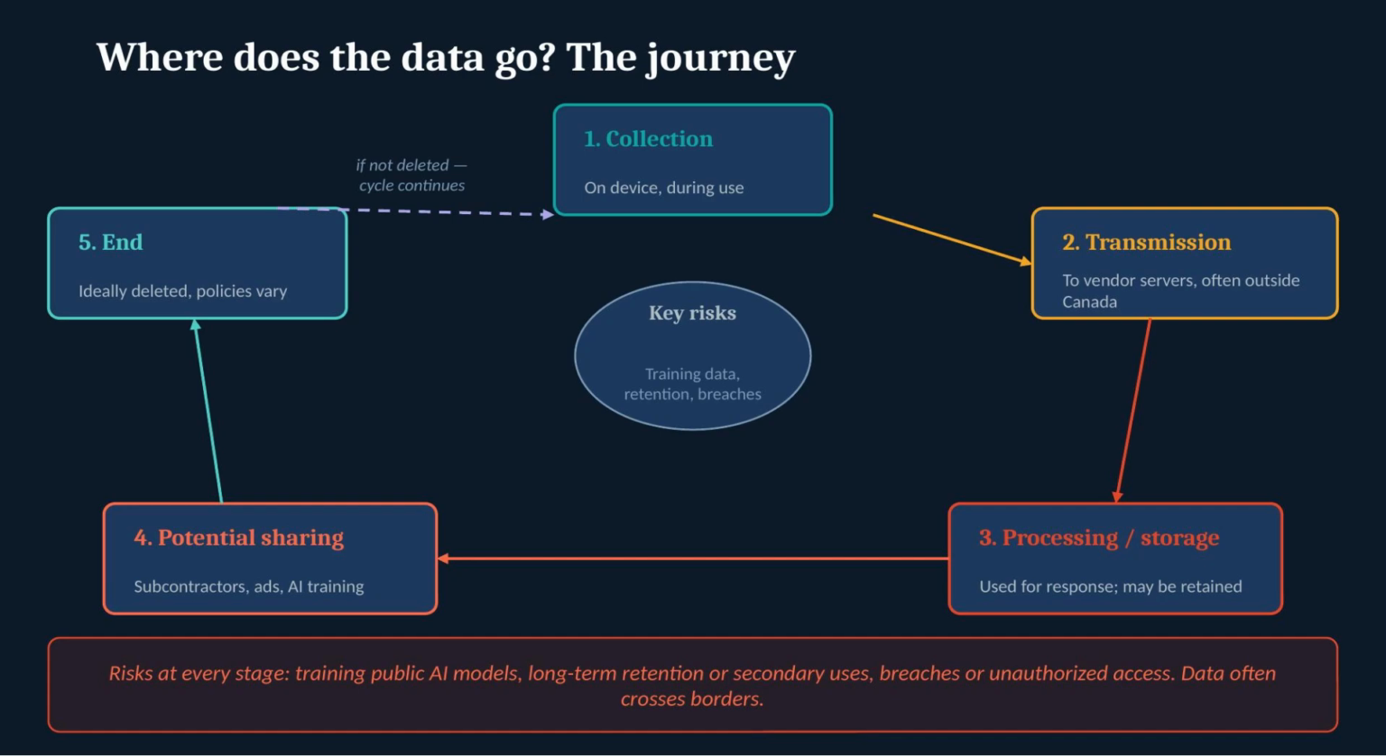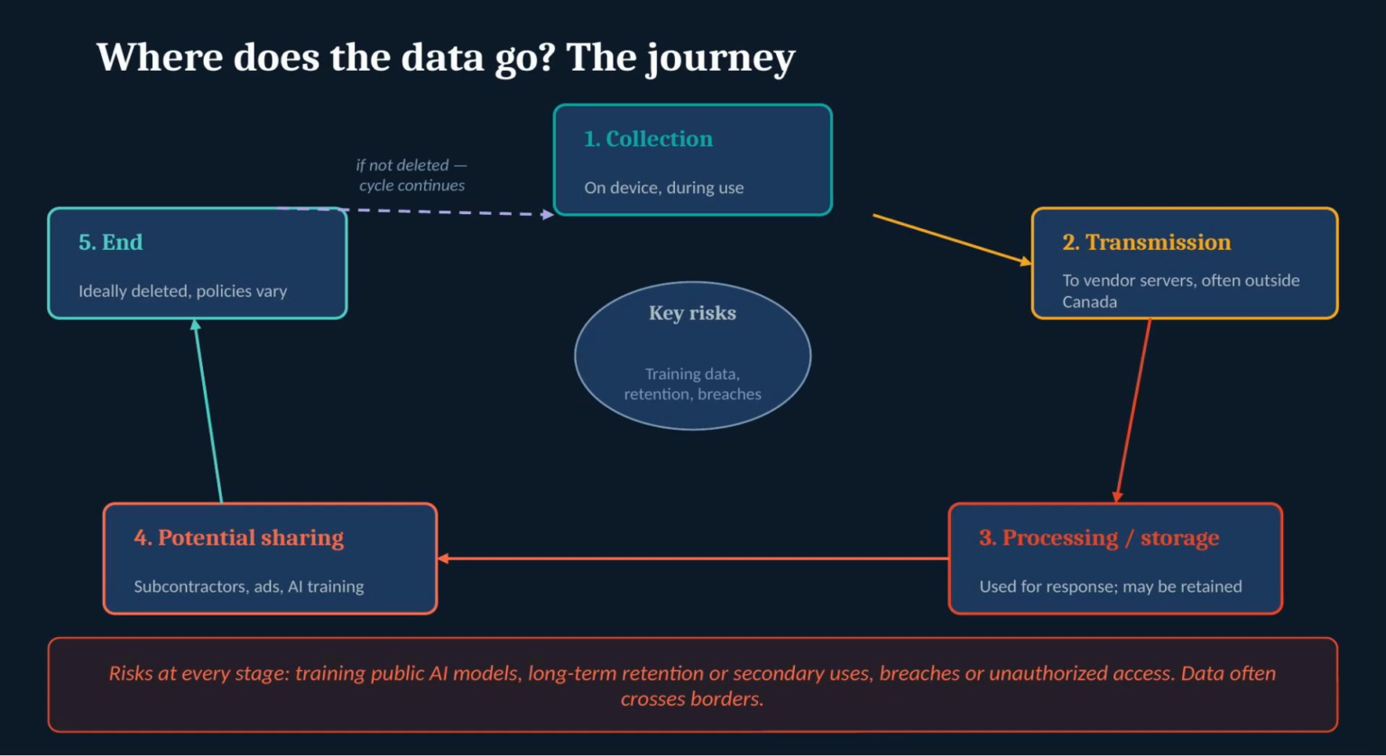Now, let's follow the journey. The collection is done on the device or platform during use. The transmission stage: this is sent to the vendor's server, often cloud-based, possibly in the US or elsewhere. In the processing and storage phase, it is used for immediate response, like generating feedback, but it may also be retained for improvement, analytics, or model training. For the potential sharing of the information provided, this is with subcontractors, for advertising in non-educational tools, or aggregated for broader AI development. And at the end, ideally, it is deleted after use, but retention policies may vary.